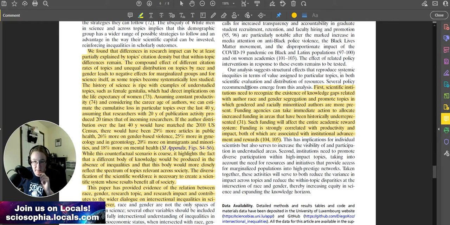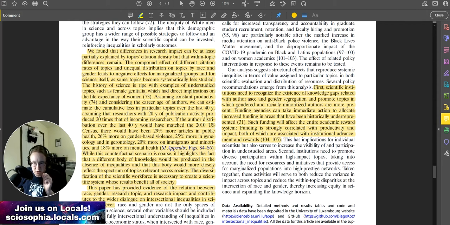Now the final thing here, the recommendations. "Our analysis suggests structural effects that reproduce systemic inequities." They're using inequities and inequalities interchangeably. It's crazy. "In terms of value assigned to particular topics in both scientific evaluation and distribution of resources. Several policy recommendations emerge from this analysis."